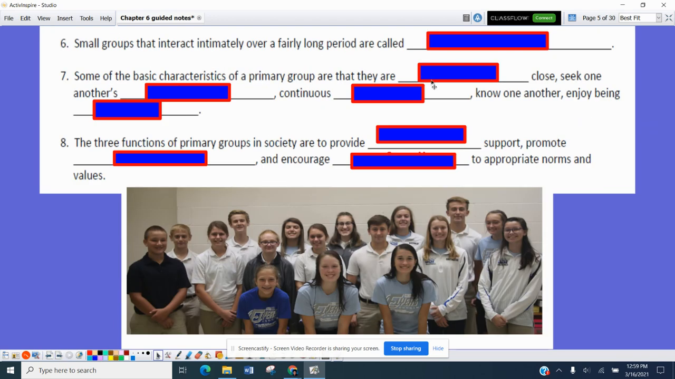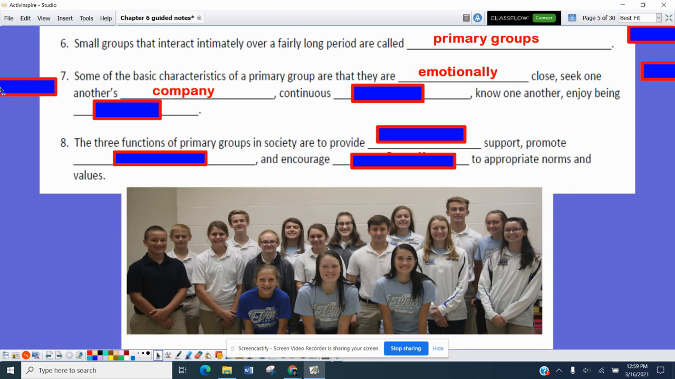Moving on. Small groups that interact intimately over a fairly long period of time are known as primary groups. Your family and some of your close friends are part of that. Some of the basic characteristics of primary groups are that they are emotionally close. Members seek one another's company. There is continuous contact, and they know one another and enjoy being together.